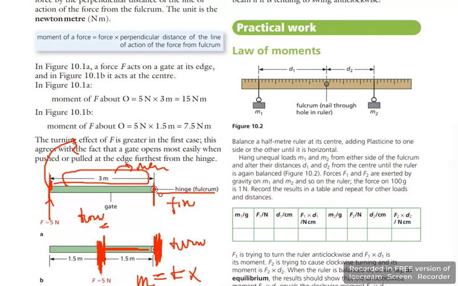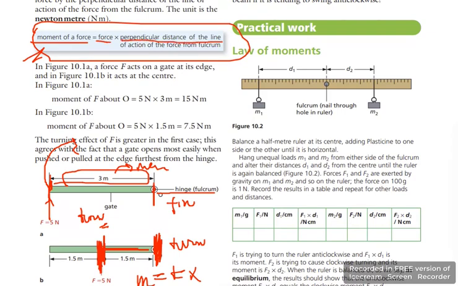So this is written here. Moment of force is equal to force times the perpendicular distance of the line of action of the force from the fulcrum. So what will happen?